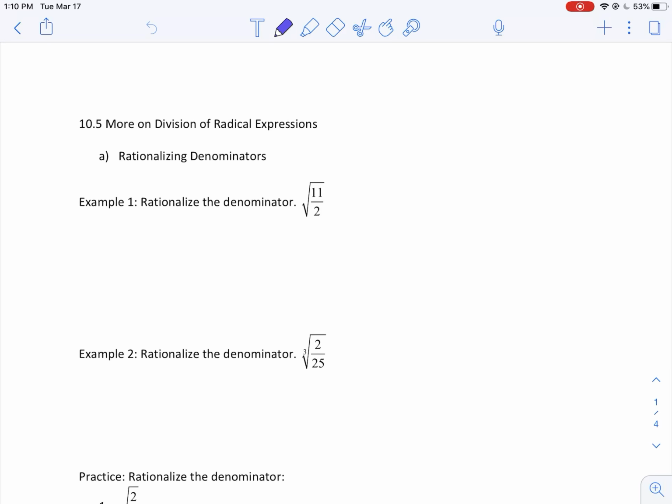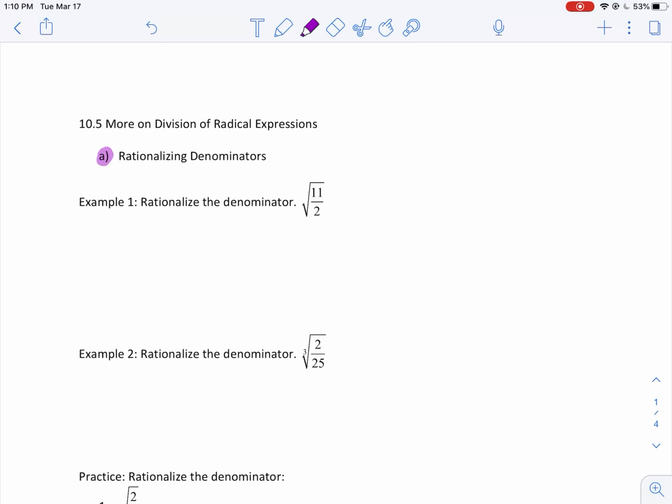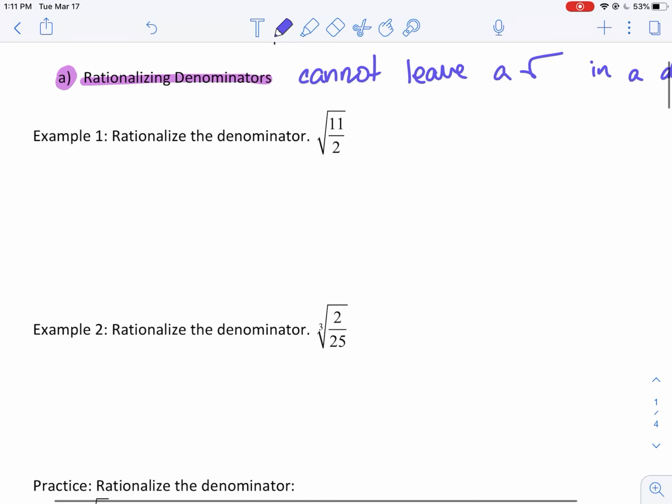Today we're going to be talking about section 10.5, more on division of radical expressions. The first part of this is talking about rationalizing our denominators. The reason that we have to rationalize a denominator is because we cannot leave a radical in the denominator, so in the bottom of a fraction, right? So let's look at example 1 to start.